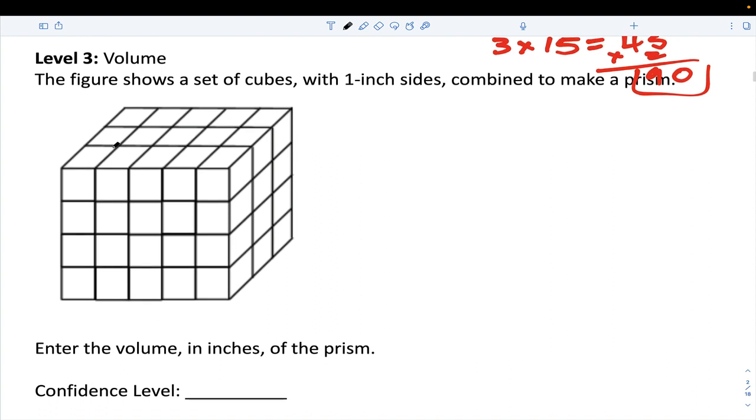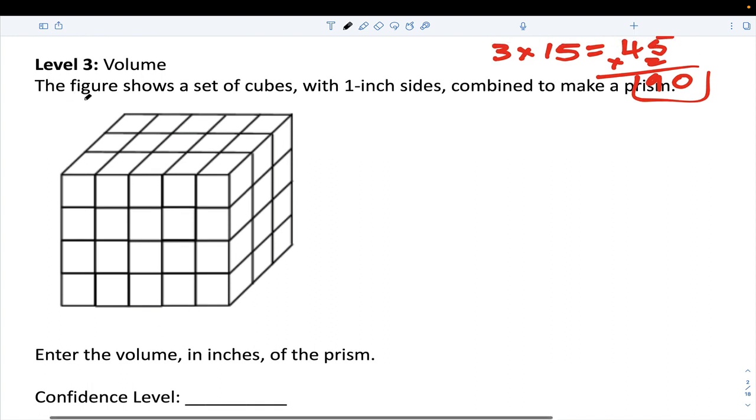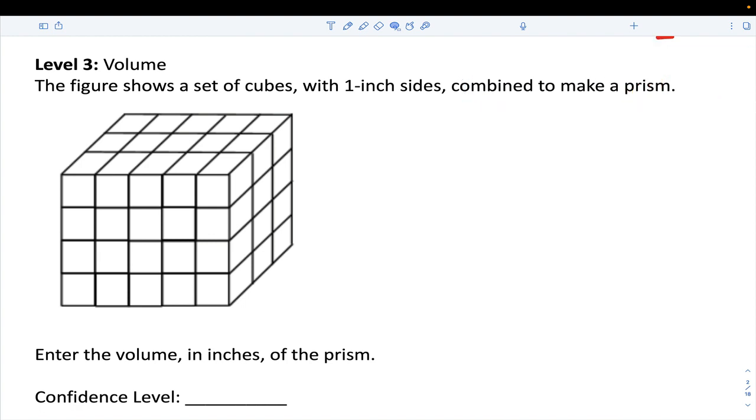Track the board, and this one does look weird. Dublin, can you read what it's asking us to do? Because we haven't seen a problem like this in notes, but you do have the skills to solve it. The figure shows a set of cubes with one of each sides combined to make a prism and to find the volume in inches of the... What is going on? I don't have any numbers. They just give me random cubes.